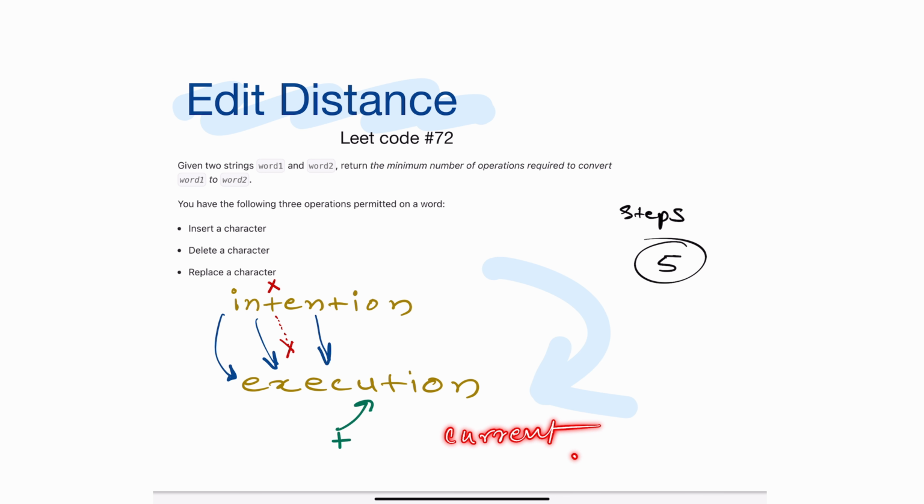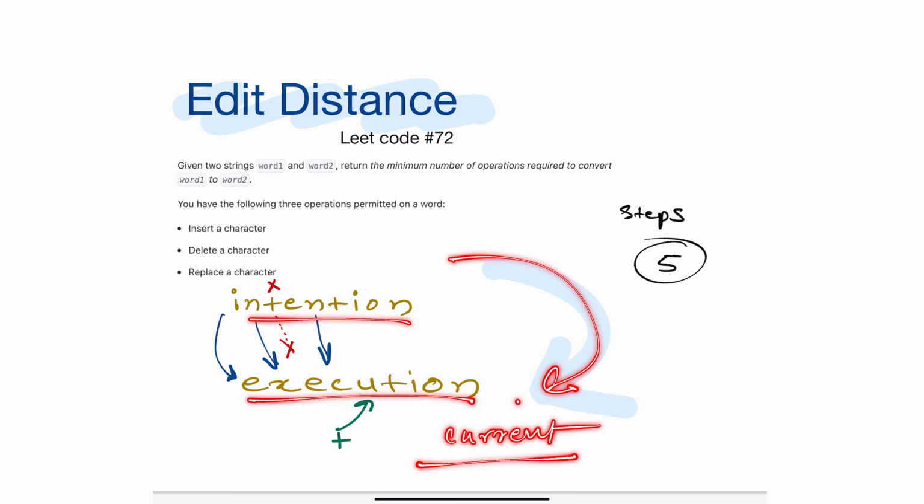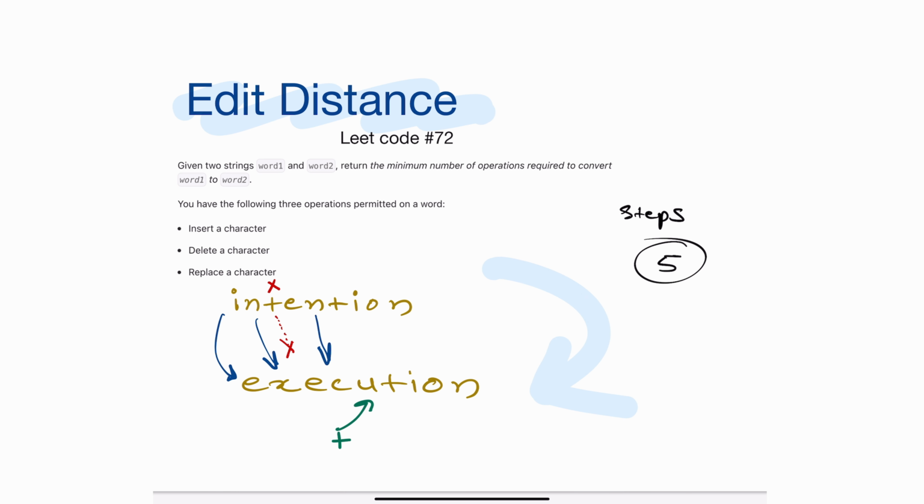In the current situation, even though it looks like the best choice, going forward, to convert the complete text from this one to this one, it might not be the best solution. Greedy can be one of the good solutions, but it is not necessarily the optimal solution. That's the reason greedy might get a good solution, but not always.